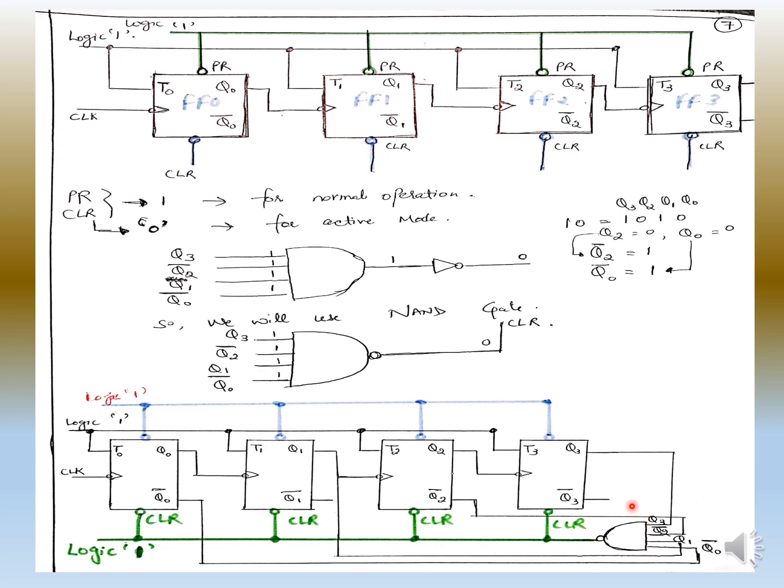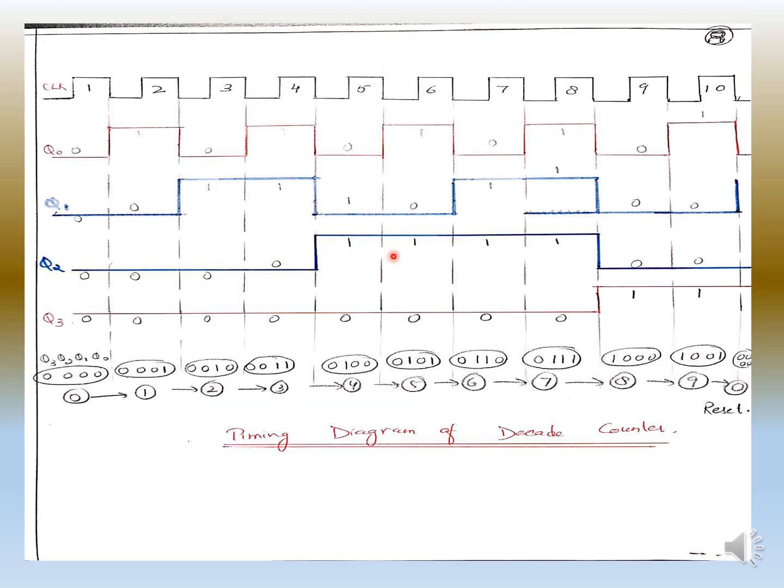So the next slide is the waveforms, the timing diagram of the decade counter. This timing diagram is just the same as we did in the asynchronous 2-bit counter, 3-bit counter and 4-bit counter.